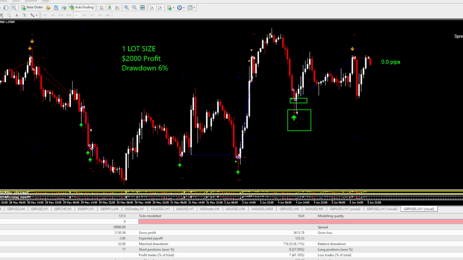This is the profit. This is our capital, example capital, 10,000 US dollars, profit 2,000 USD. Drawdown is 6%. So that is the result of the auto trading using arrow up, arrow down, buy and sell signals. So that's the result of our FX system auto trading.